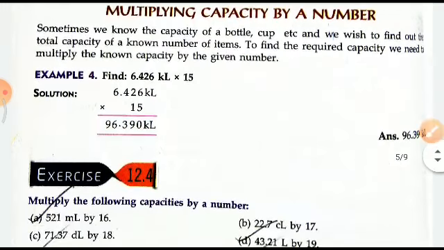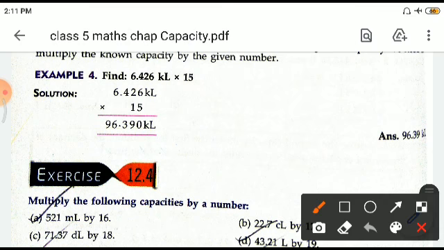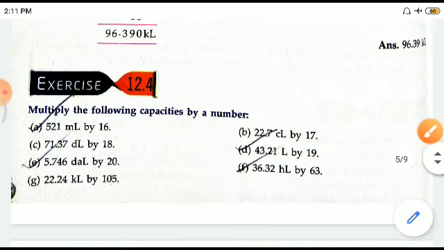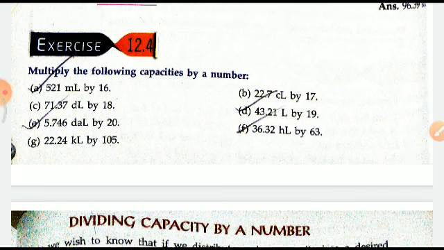Now multiplying capacity. In this, sometimes we know the capacity of a bottle, cup, etc., and we wish to find out the total capacity of a known number of items. So what we do is we just multiply 6.426 kiloliter by 15. So when we multiply, we will get 96.390 kiloliter. Now this 0 at the end is generally not written, so the answer will be 96.39, right? See here, very aptly it has been written 96.39. Now here there is a set of questions. You just need to multiply the numbers and tell the answer.